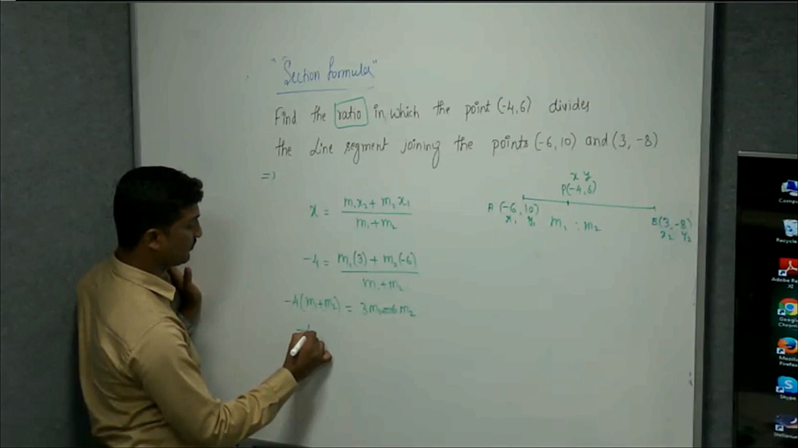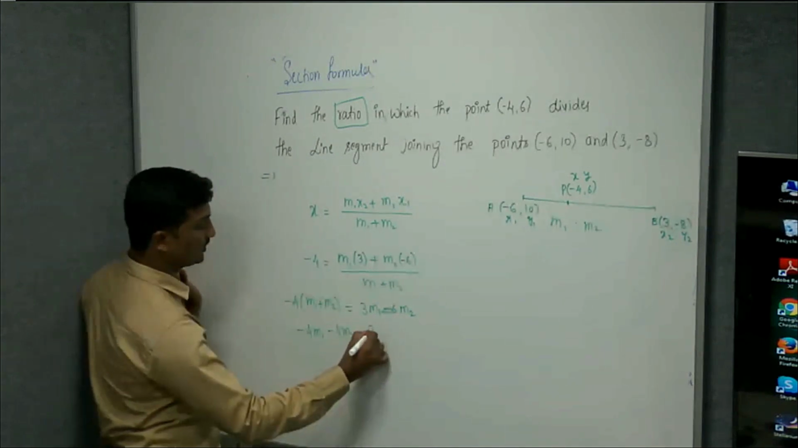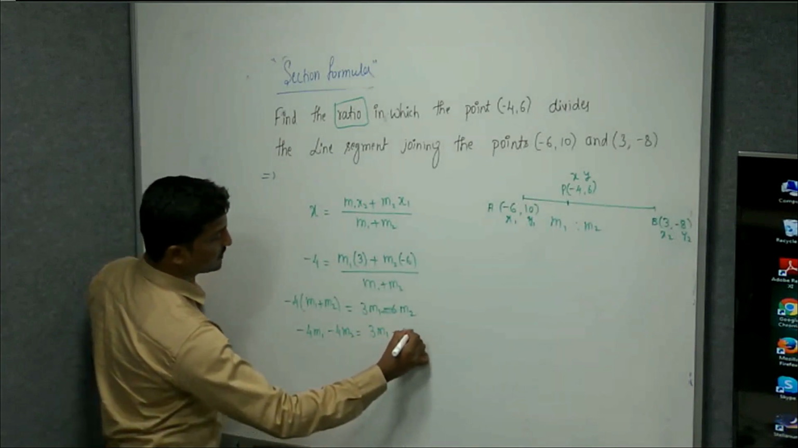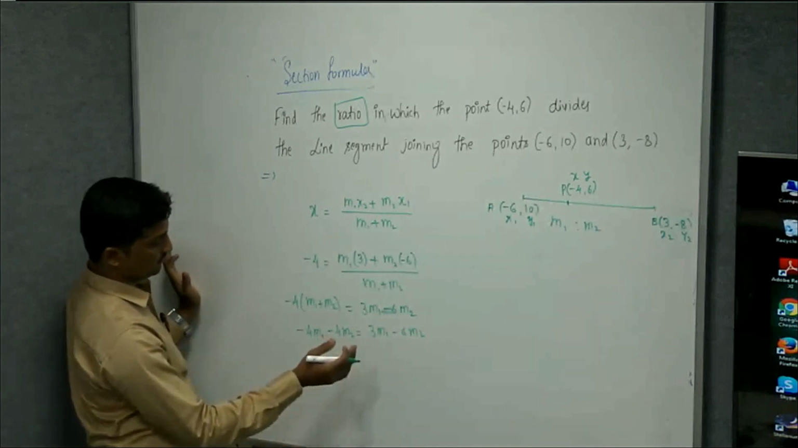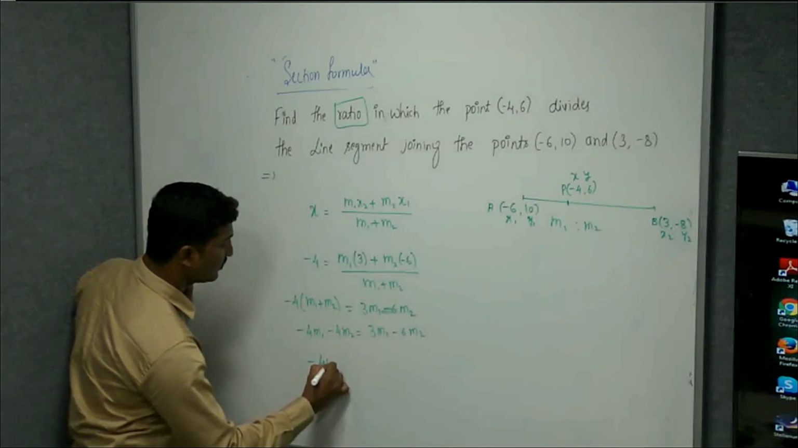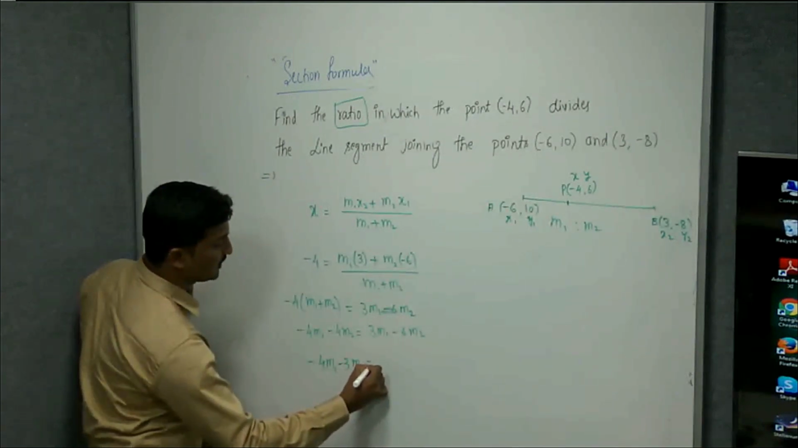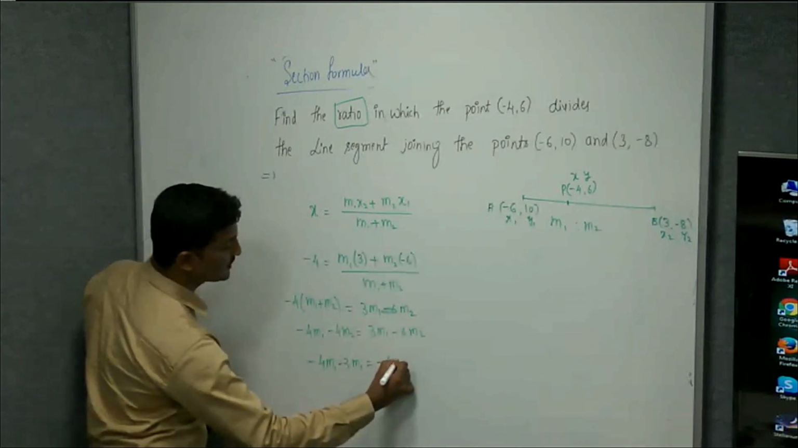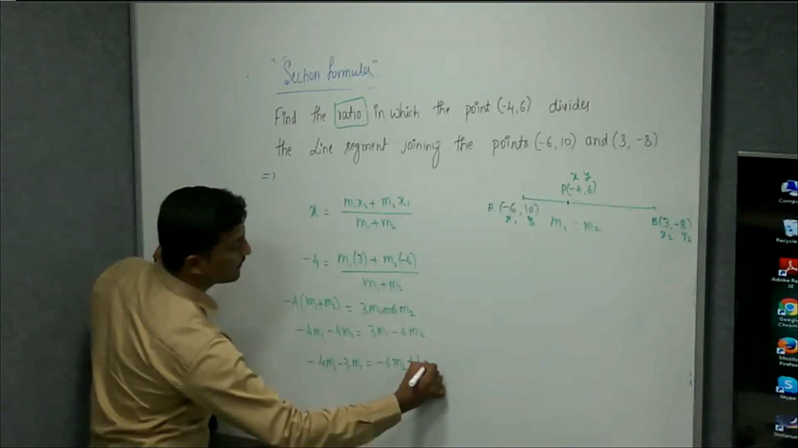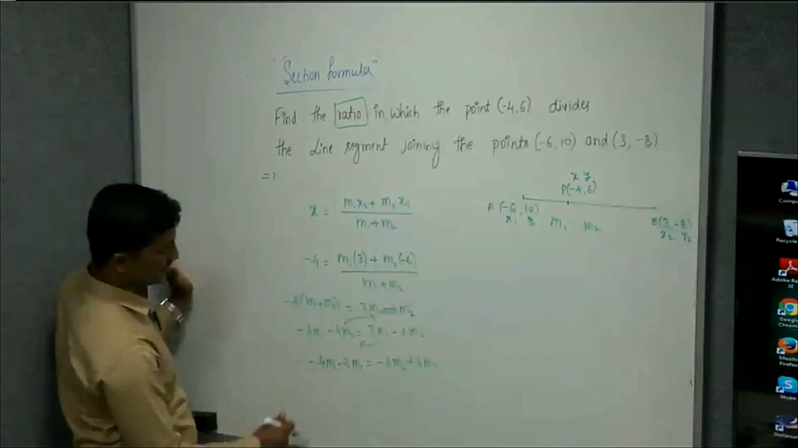Multiplying this, minus 4 m1 minus 4 m2 is equal to 3 m1 minus 6 m2. Now send m1 and m2 to the other side. This is minus 4 m1; if you transpose it, it will become minus 3 m1. In the same way, it is minus 6 m2; if you send this one, it will become 4 m2. I am just sending this to this side and this to this side. Okay, what is the resultant value?